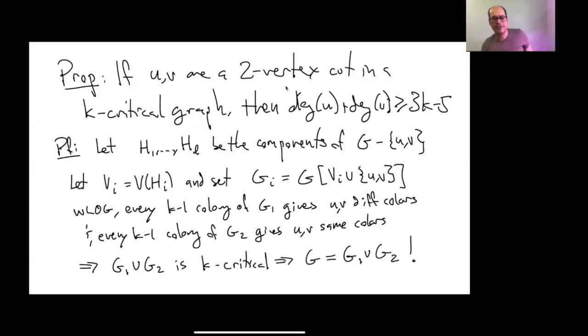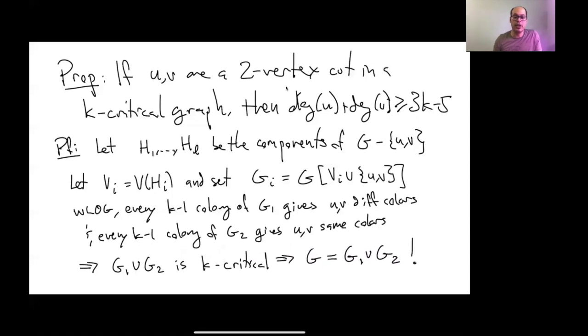Of course, that just means it has to be the original graph, because every proper subgraph would have to actually have chromatic number smaller, right? Okay, anyways, so there we go.